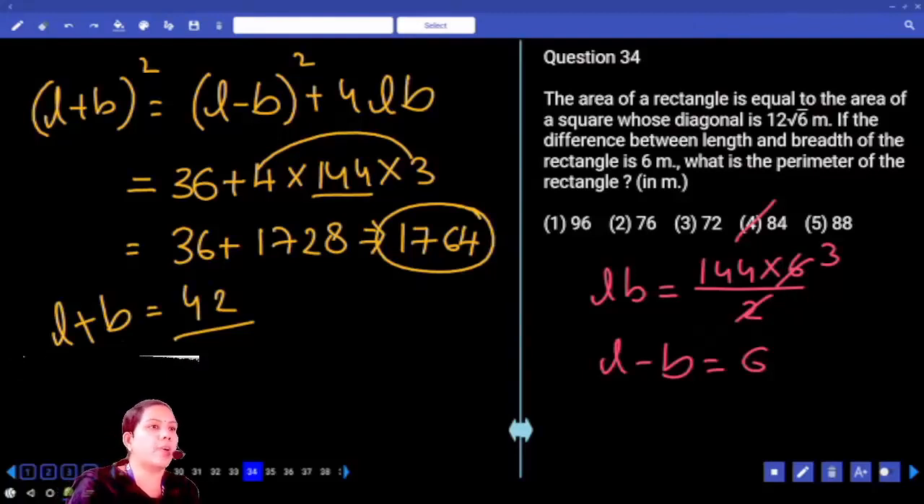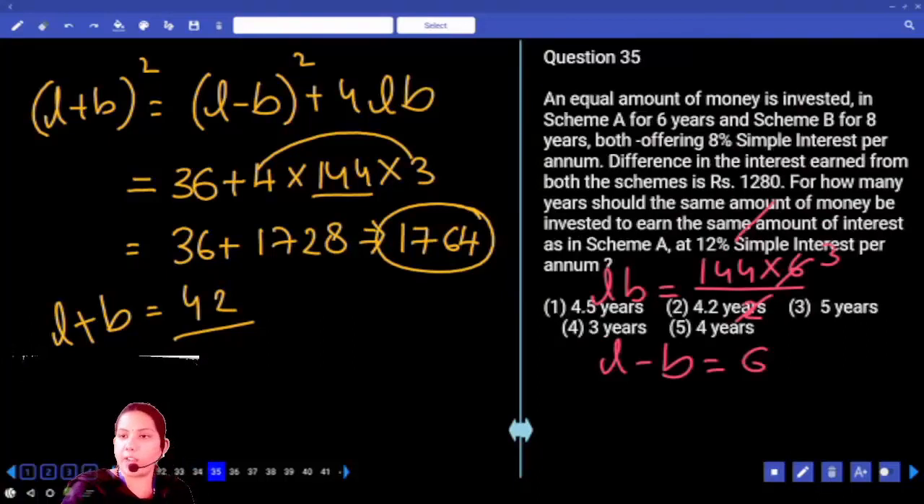Area of the square formula is either side square or diagonal square by 2 also. Diagonal square by 2, d square by 2 can also be written. Okay? Next, question number 35.